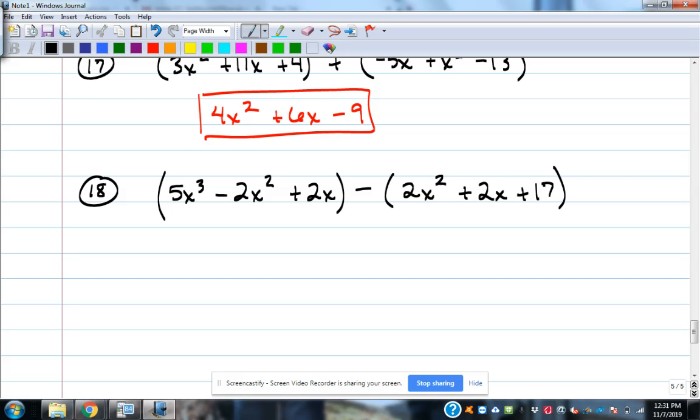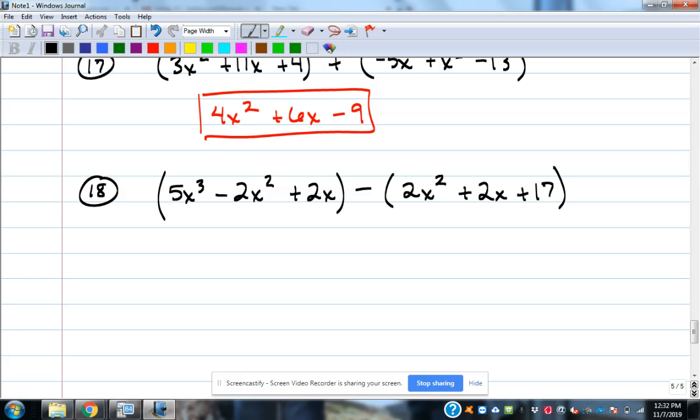5x cubed minus 2x squared plus 2x, and then minus the polynomial 2x squared minus or plus 2x plus 17. We're putting together those two polynomials. So again, what order do we want our answer to be in? Descending order. So the first term that we should start with is what? 5x cubed. So we start with 5x cubed.